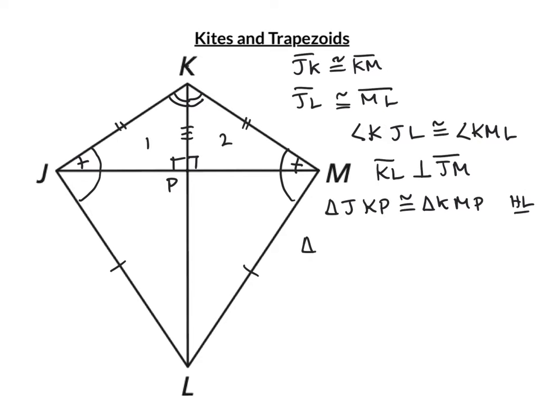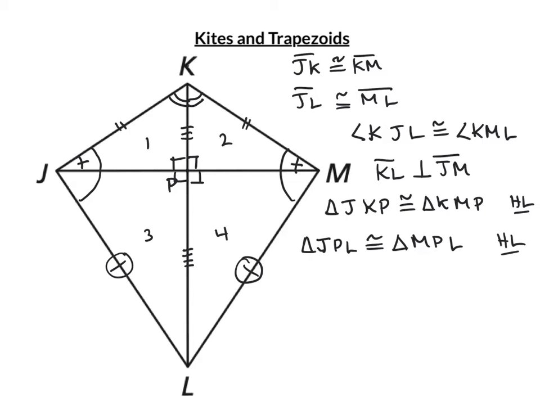Triangle JPL is congruent to triangle MPL for the same reason. It's hypotenuse leg. The hypotenuses are congruent because they're sides of the kite, consecutive sides. They have a right angle there where the diagonals meet, and they have a leg in common. So triangle 3 and 4 are congruent. That's triangle JPL and triangle MPL by hypotenuse leg.